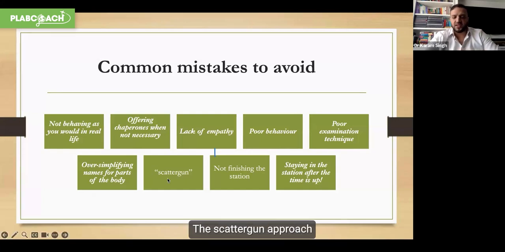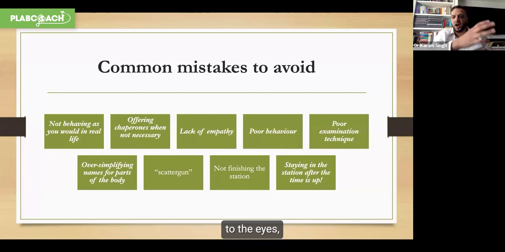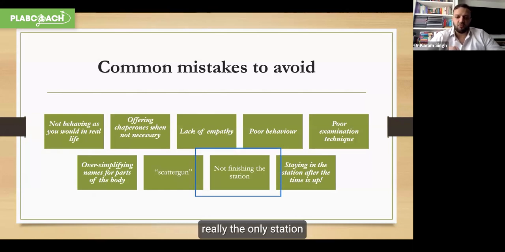The scattergun approach or the illogical haphazard approach, this is more to do with when you're taking a history, for example, if your questioning is all over the place, or when you're examining someone, you're going from the feet to the chest to the eyes to the hands, and there's no logical approach to what you're doing. You're going to fail. Not finishing the station, we've talked about this. Really, the only station that you don't need to finish within the time that's being given to you is communication. All of the other ones you should finish within the time frame.